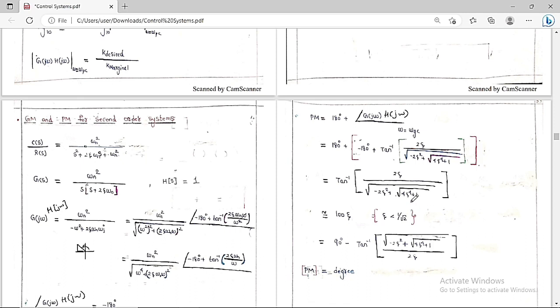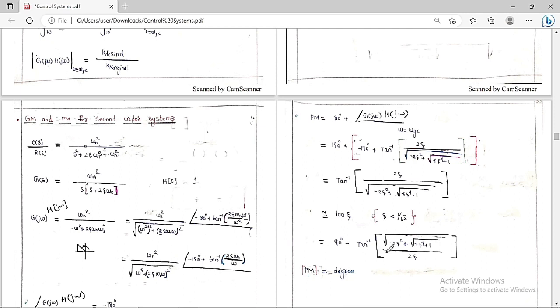Now basically we can write this in the other format also, which is 90 degrees minus tan inverse of the reciprocal of this, which is under root of minus 2 zeta square plus under root of 4 zeta to the power of 4 plus 1, by 2 zeta. So like this also you can write. Either this is correct or this is also correct.